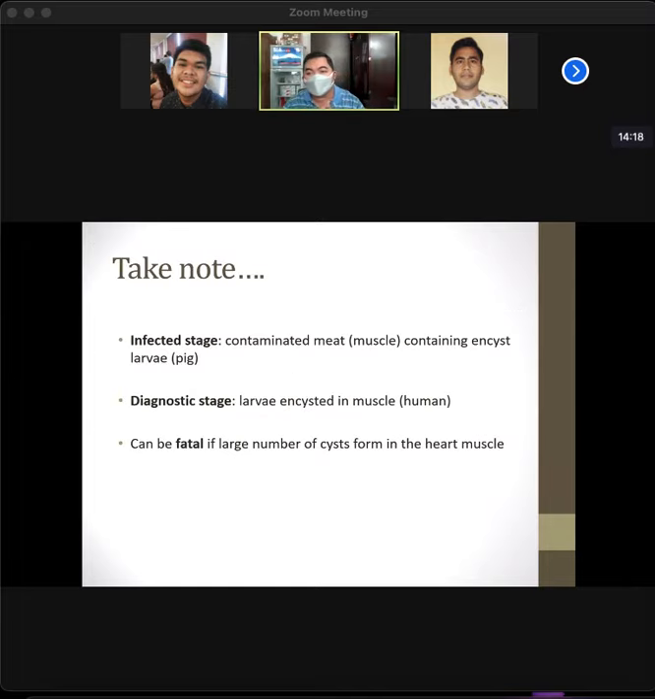What I need to emphasize to you is the infective stage and the diagnostic stage. The infective stage is the contaminated meat containing the encysted larvae. The diagnostic stage is the larvae encysted in the muscles in humans. If the number of cysts is high, it can be fatal, especially if located in the heart muscle. It suddenly causes severe chest pain, and the muscles are exhausted, causing arrhythmia, so the patient may die.